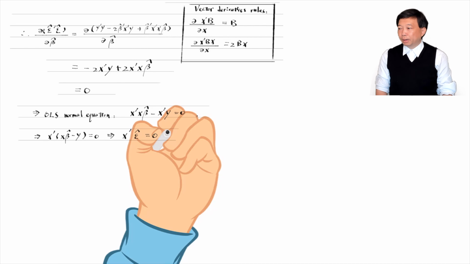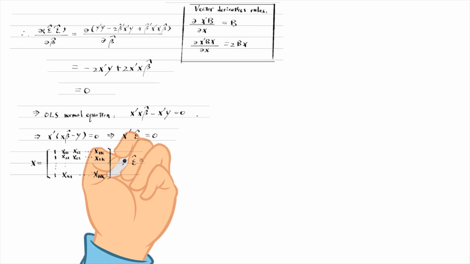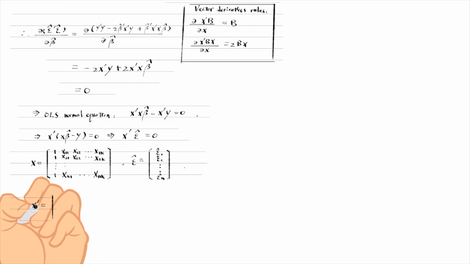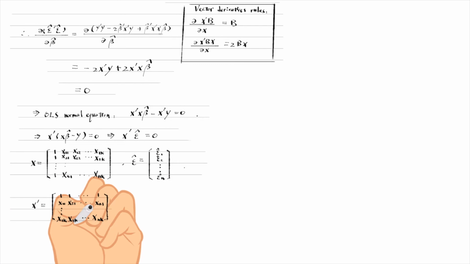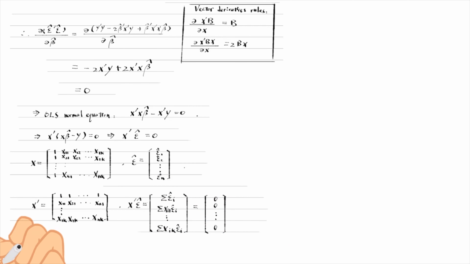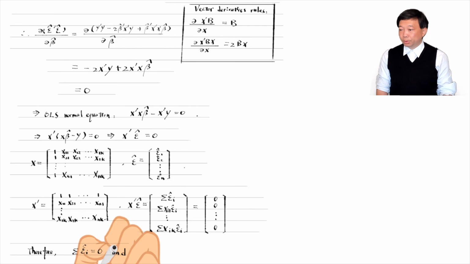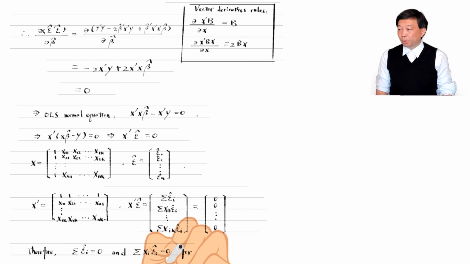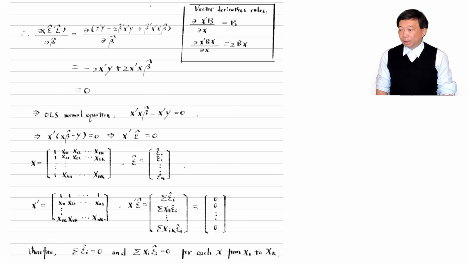Then we have X prime multiplied by epsilon hat equals 0. We write the elements of the matrix and the vector out. We find that the sum of residuals is 0, and the sample covariance between the residual and each explanatory variable is also 0. This is the general case with k explanatory variables.